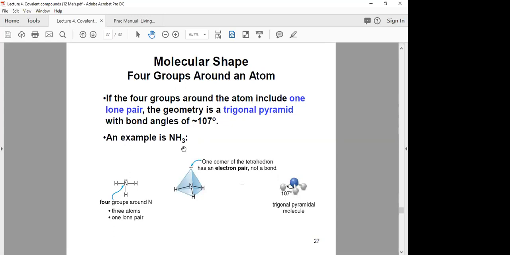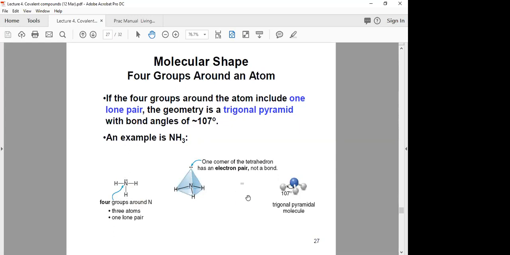An example is NH3. This is ammonia. Let's look at ammonia down here in terms of this Lewis structure. Here's the nitrogen, 3 bonds to 3 hydrogens, and a remaining lone pair of electrons, which forms the fourth group surrounding the nitrogen. This is how we can picture it. The nitrogen with its 3 hydrogens, so there's 3 groups, and here's the fourth group here, the lone pair.